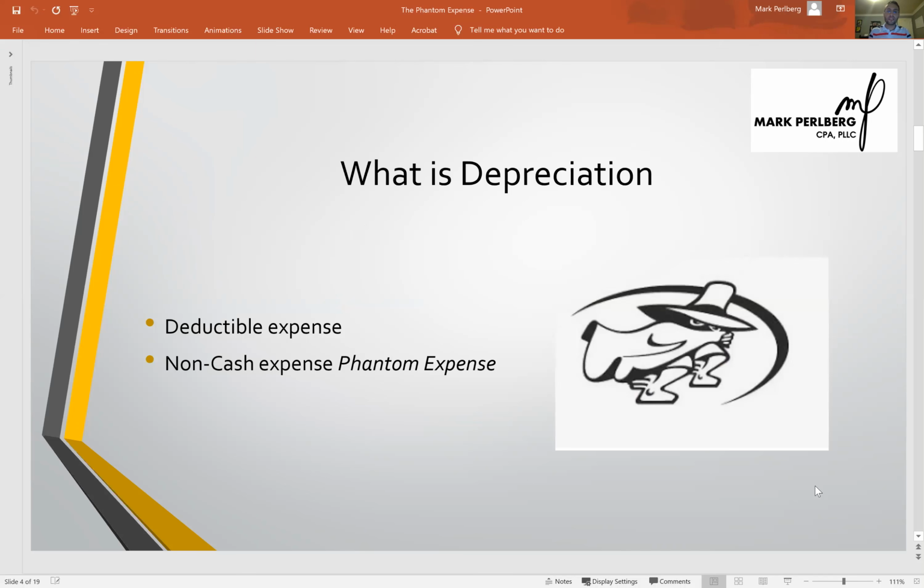Now, depreciation is a deductible expense that you write off against your taxes, and it is also a non-cash expense, and that's why they call it the phantom expense. Now we're going to see, because no cash is leaving your pocket, and you're still getting this write-off, we're going to be able to see some opportunity here to make our taxable income much lower than the revenue minus expenses that we are pulling in from our real estate investing portfolios.